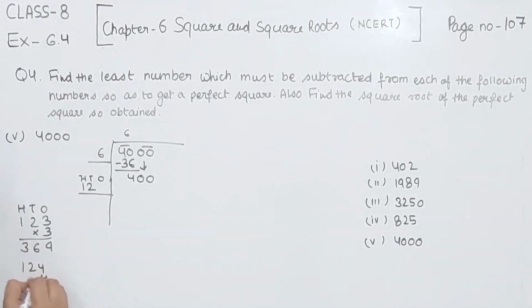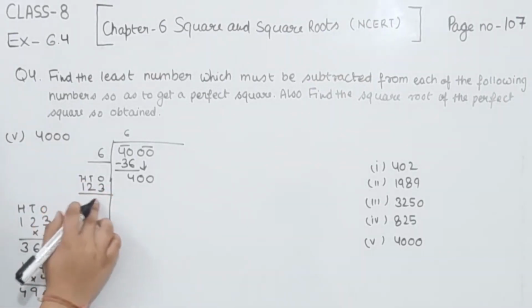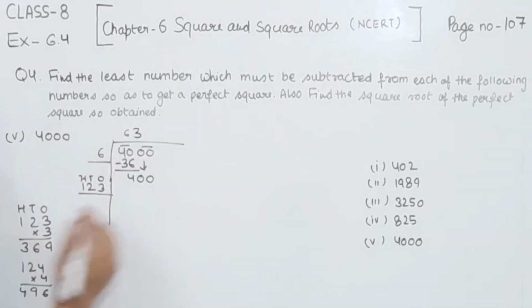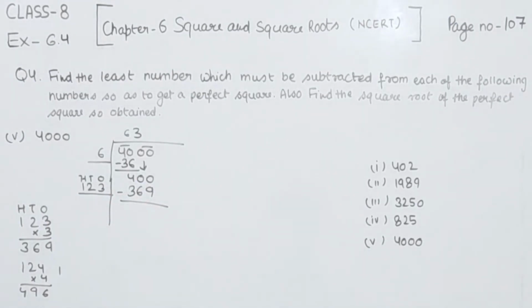Now if I am going to take 4, now 4 4s are 16, carry 1, 4 2s are 8 and 1 is 9, and 4 1s are 4. Now this is greater than 400 we are having. So we are going to take 3 here. 123 multiplied by 3, the number we are having is 369. Now we are going to subtract this one. So we are going to get the remainder as 31.